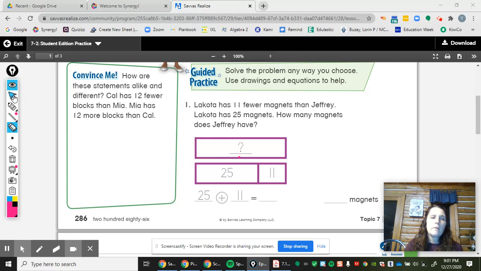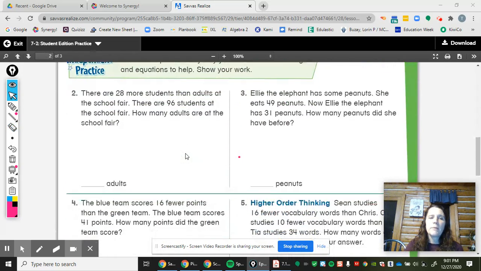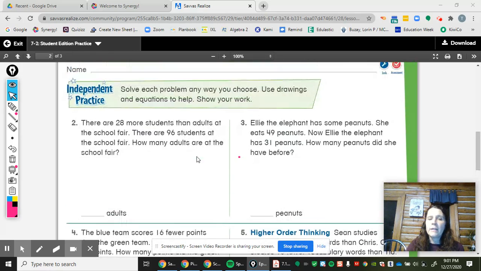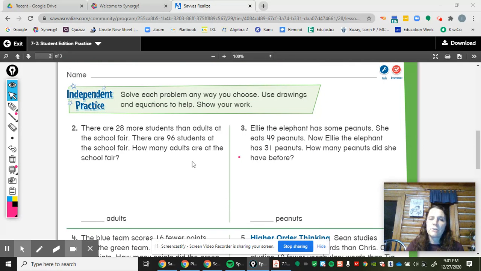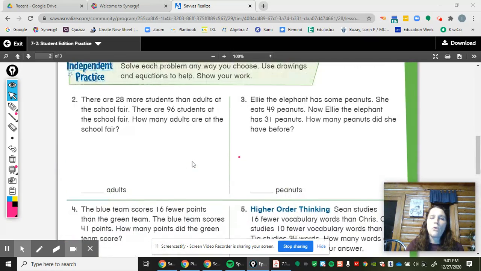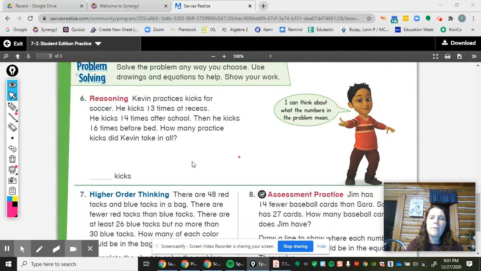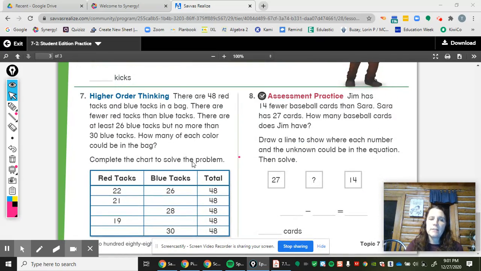Okay. So for your assignment then, it's the same thing. It says solve each problem any way you choose. Use drawings and equations to help. Show your work. So I really encourage you to write an equation again, just like you did yesterday, because it helps you to really see whether you have a whole and a part. So you're going to do 2, 3, 4, and 5, and then 6, 7, and 8.